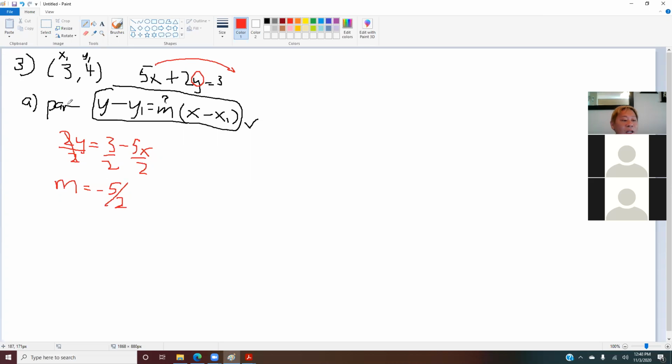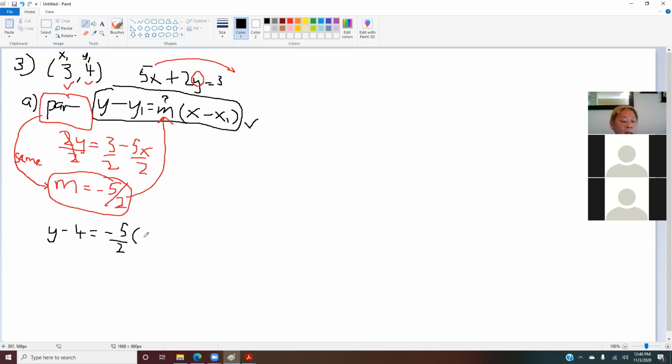And what happens when I say it is parallel? What happens to your slope? Your slope is going to be the same. That means that you do not need to do anything with the slope. So now we know your m, we know your x1 and y1. We plug it all into this equation: y minus y1, which is 4, equals m, negative 5 over 2, times x minus x1, in this case 3.